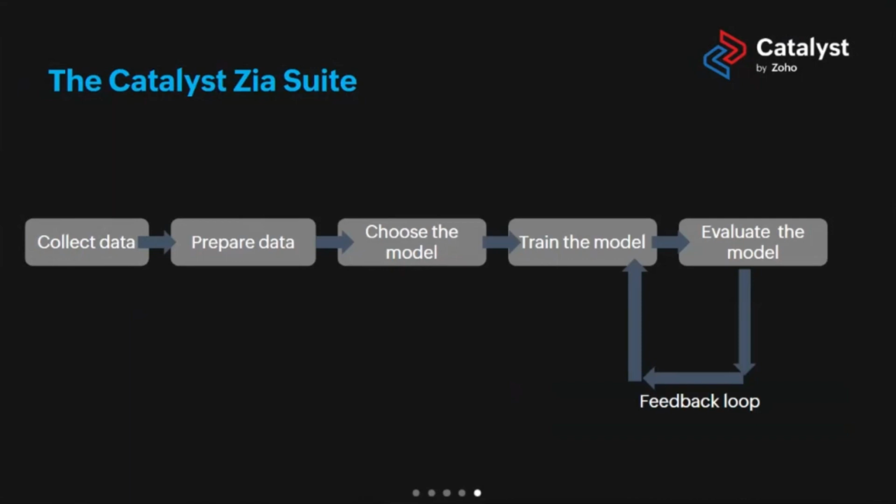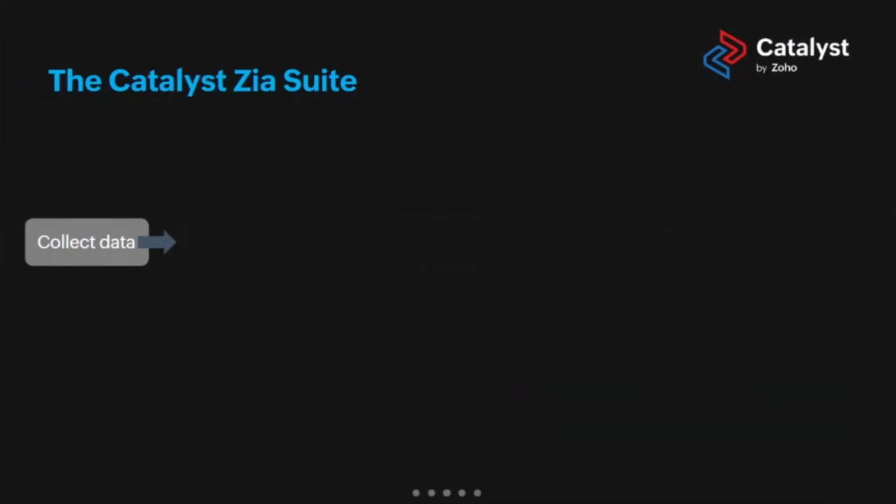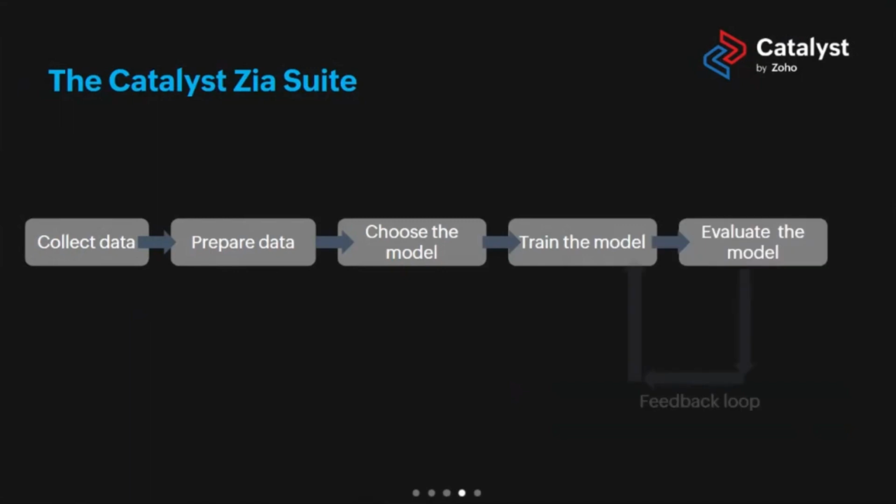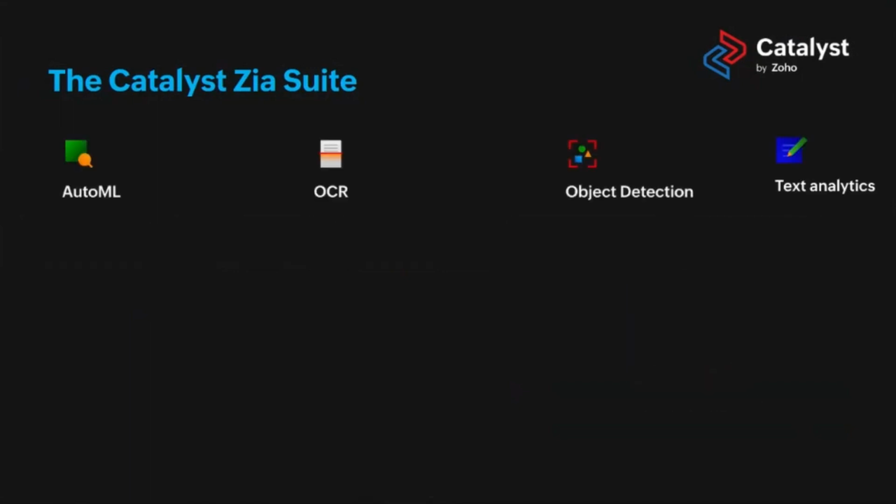So if we could take a look at the next slide, we'll be able to see that we do the same process in the Catalyst Zia Suite. We can just skip through the animation. The idea is just to say that we perform the same operation in the Zia Suite, but we do this for you. So all you would have to do is upload the input file and choose the model. We will do the prediction for you.